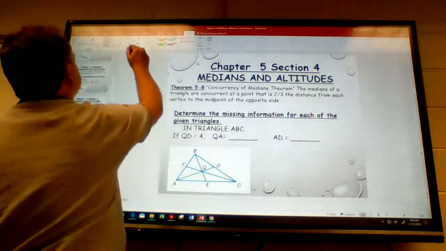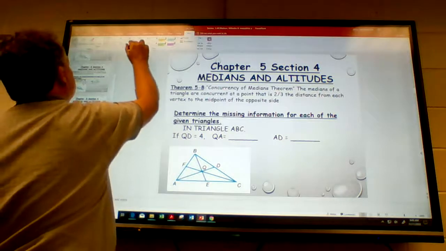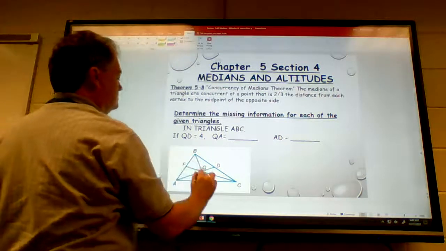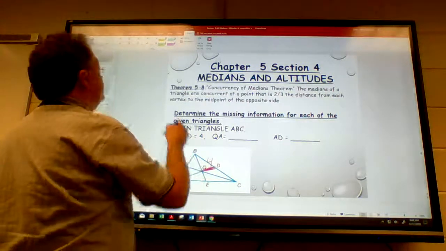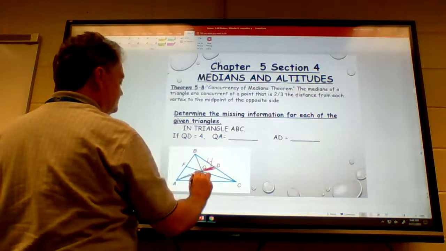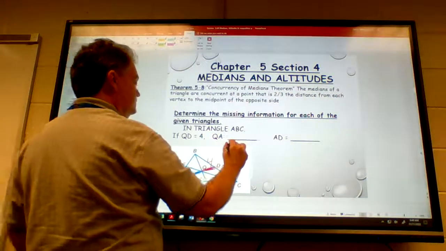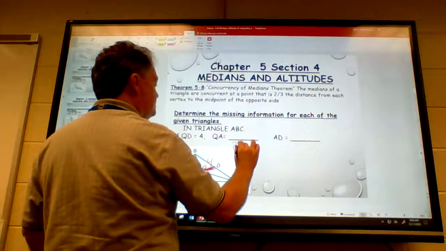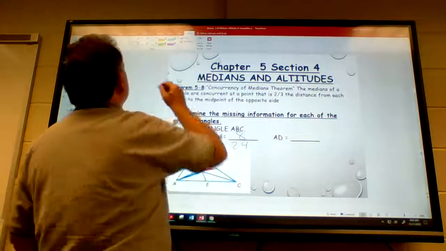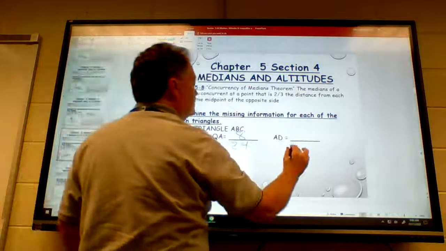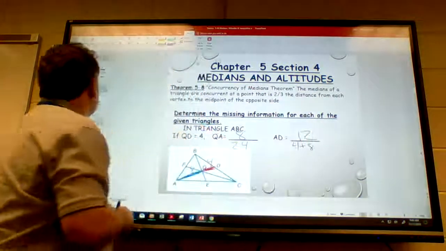All right, now, let's look at the following. QD. QD is 4. QD is the smaller portion. The bigger portion here is twice that, such that this is half that. So QA is 2 times 4, which is 8. And then those two added together are 12.